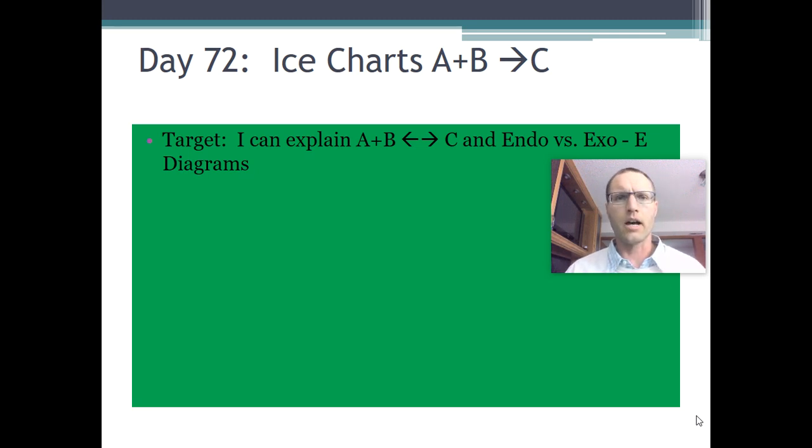Heyo, it's chemistry time. Welcome to day 72, where we're going to take a look at these things called ICE charts, hence the A plus B breaks C, technically, and a further look at endo versus exo with the energy diagrams.